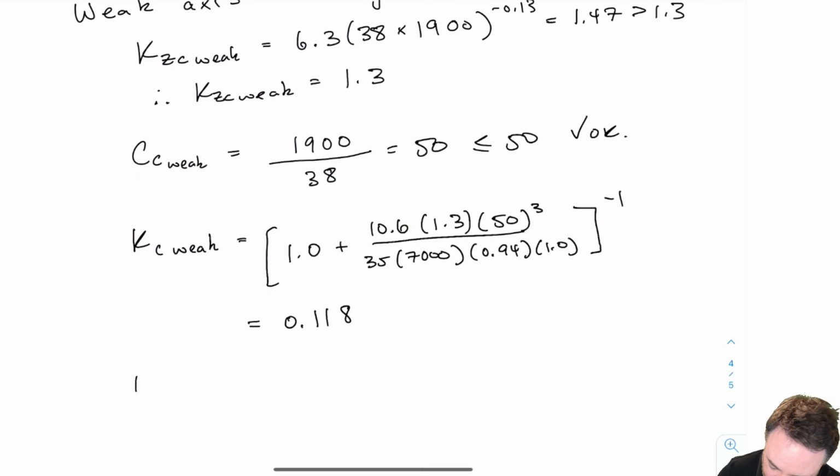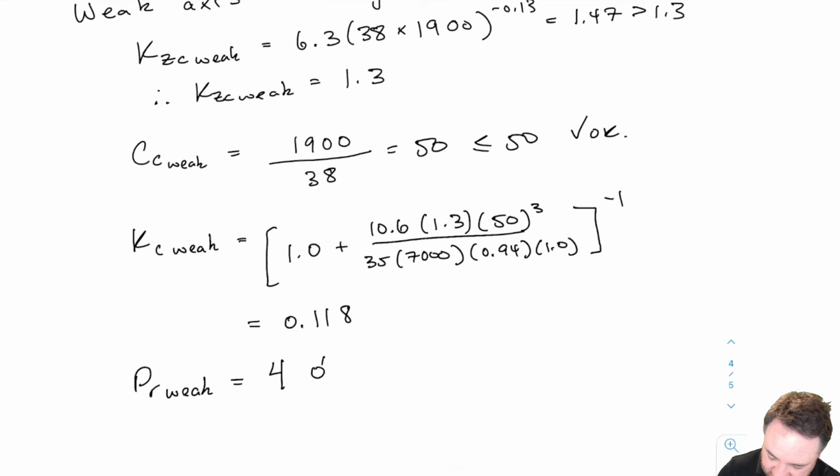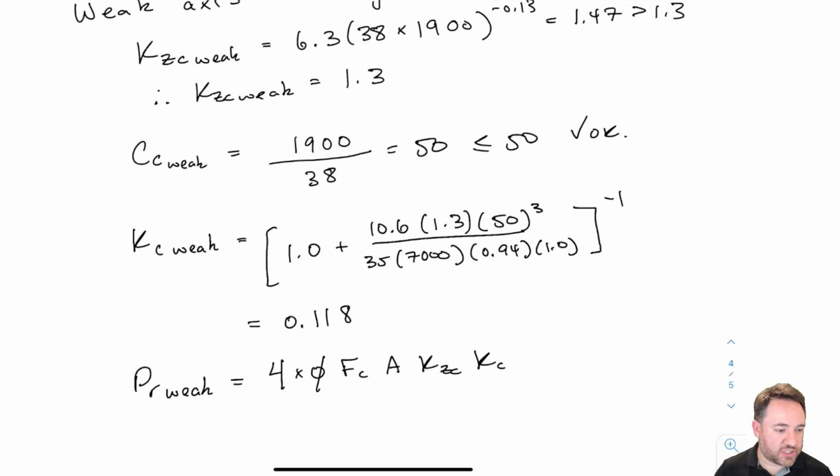Okay, so when I calculate my PR weak here, I'm going to do 4 times phi. That's because I have 4 members. So if I want to get the total strength of all 4 members acting together, 4 times phi times FC times A times KZC times KC. I do not put a reduction here of 75% because I'm not considering that this is a built-up section. So I only put that 75 if I am adequately bolted and considering it as a solid built-up section.